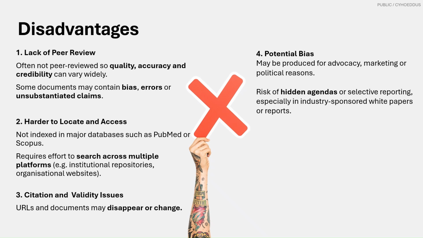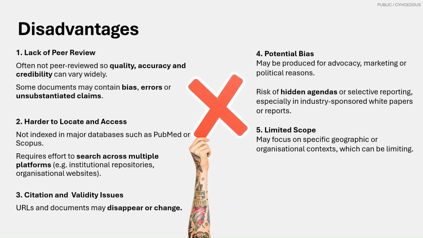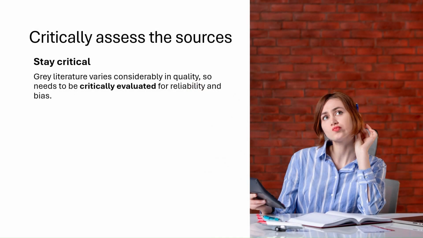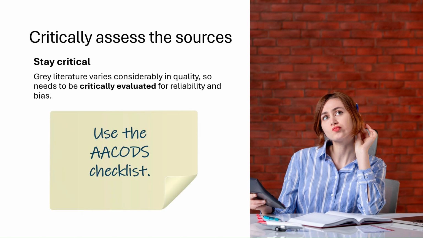Potential bias. It could be produced for advocacy, marketing, or political reasons. There is a risk of hidden agendas or selective reporting. Limited scope, focusing on specific geographic areas or organizational contexts, which can be limiting. This is why it is important to stay critical. Grey literature varies considerably in quality, so needs to be critically evaluated for reliability and bias.